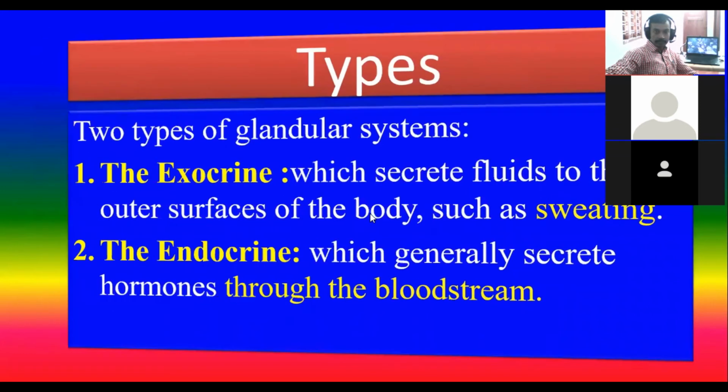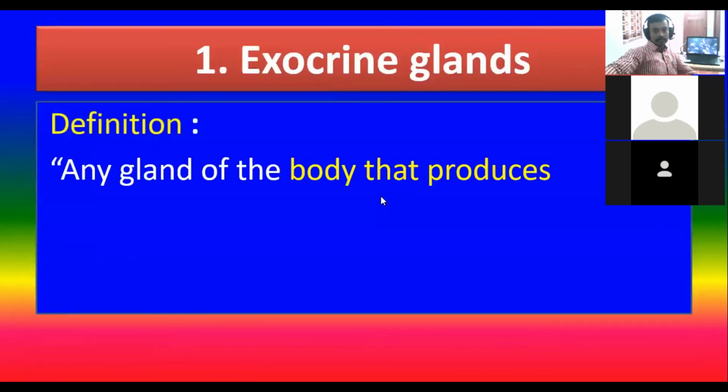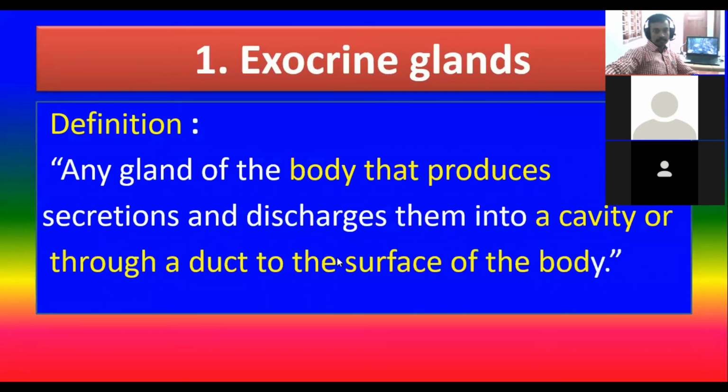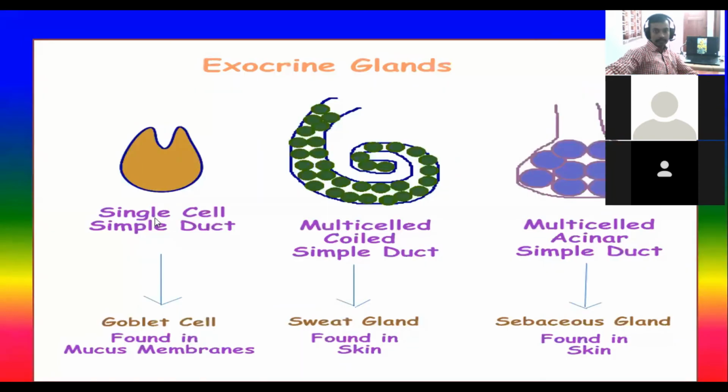Details going on. First, details about exocrine glands. Definition: glands that produce secretion and discharge it through a duct to the surface of the body. Just imagine the sweat glands. Look at these exocrine glands: single cell, simple duct. Goblet cells are found in mucous membranes.